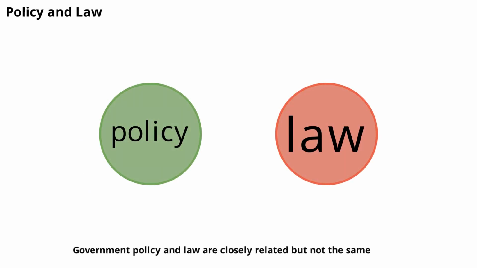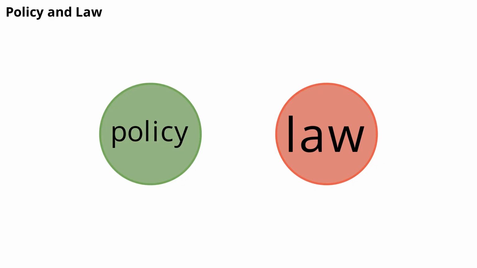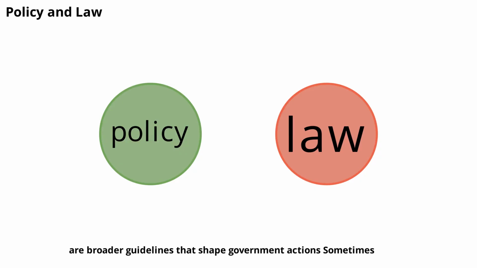Government policy and law are closely related, but not the same. Laws are formal rules passed by legislatures and must be followed by everyone. Policies, on the other hand, are broader guidelines that shape government actions. Sometimes, a policy leads to the creation of a new law, or a law sets the framework for future policies. Understanding the difference helps clarify how governments operate.